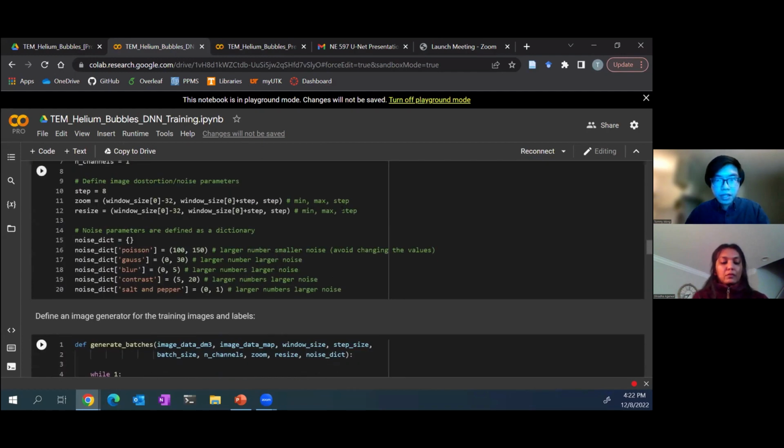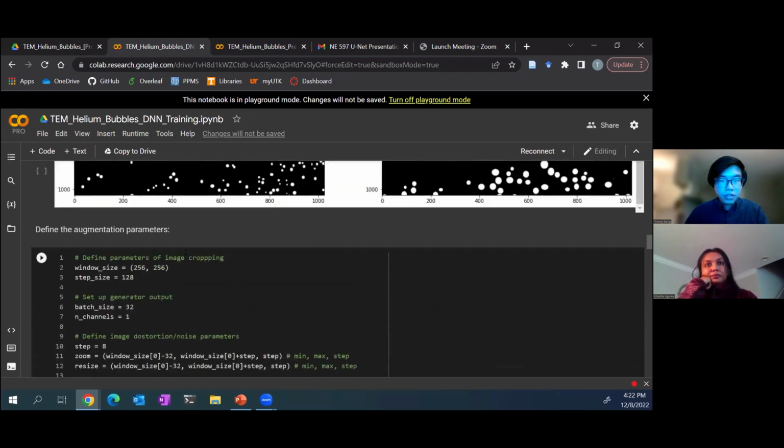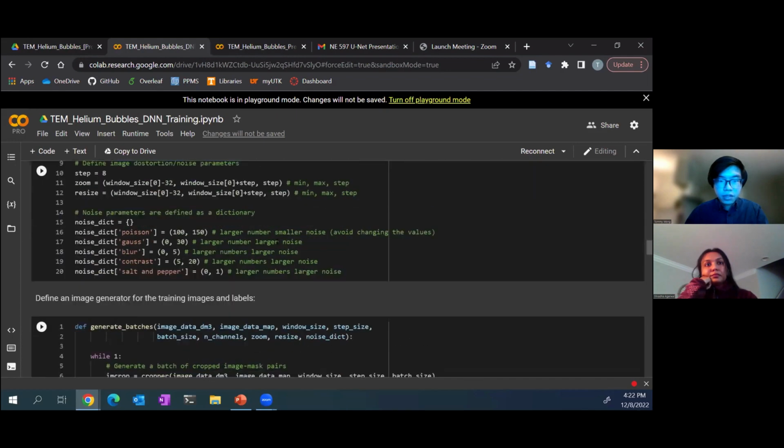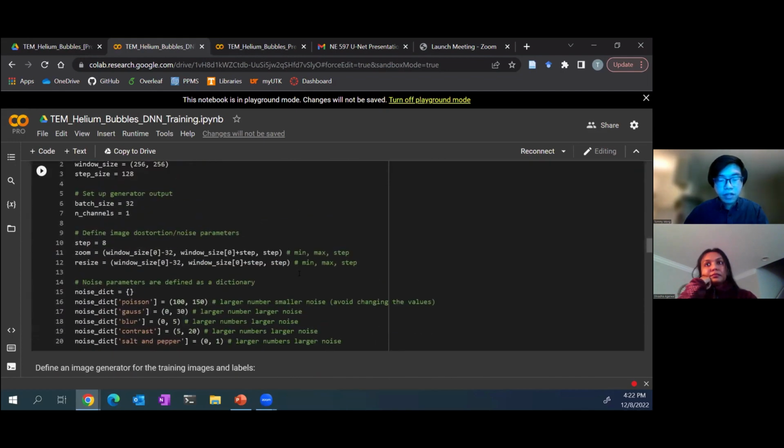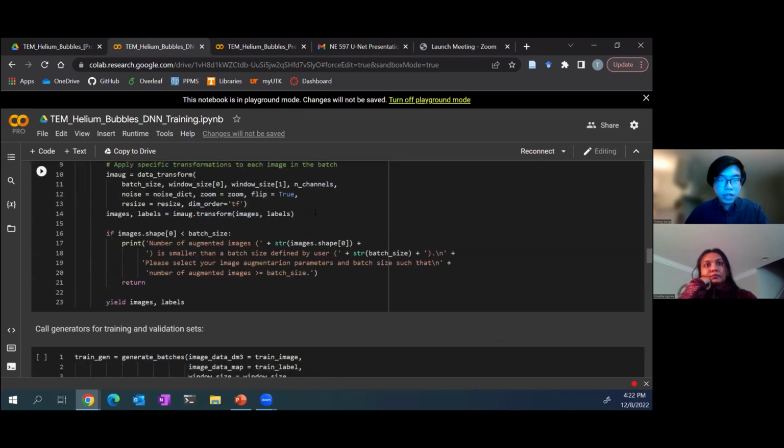And then because of the small amount of data that typical TM experiments have, image augmentation or data augmentation is typically used to increase the amount of data. For example, the images could be resized or zoomed, or noise added to them, to prevent the overfitting of the network. And also particularly because these images are very large, they're actually cropped into smaller images for training.